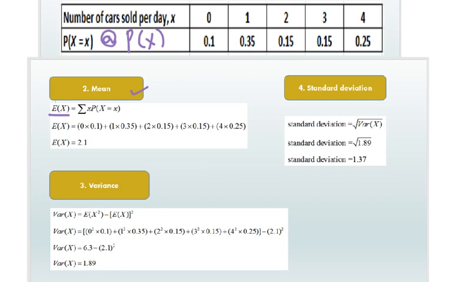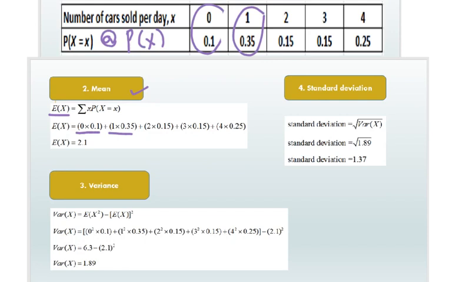And then for the sum, you add them all together. So for the first X and probability, we have here 0, and we need to multiply with the probability 0.1. So we have here 0 multiplied with 0.1. Since we need to have the sum of them, we plus here. Alright, and then for the second x, we have 1 with 0.35. So the same thing, we multiply 1 with 0.35. And again for the sum, we need to plus.